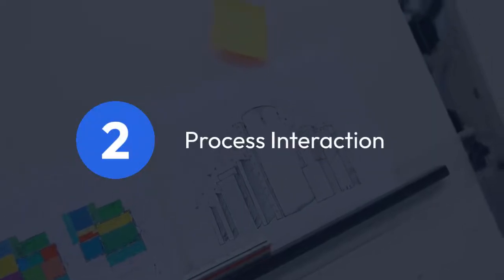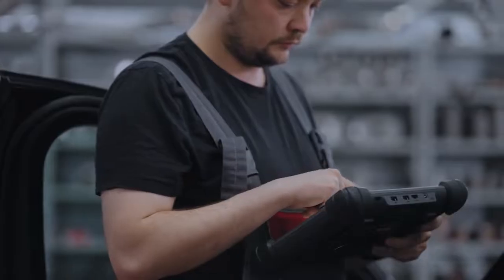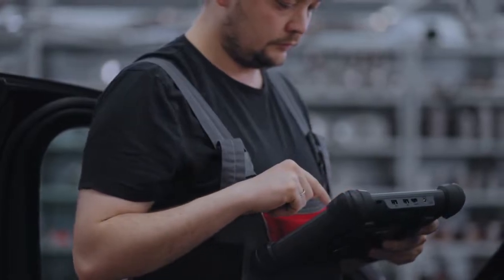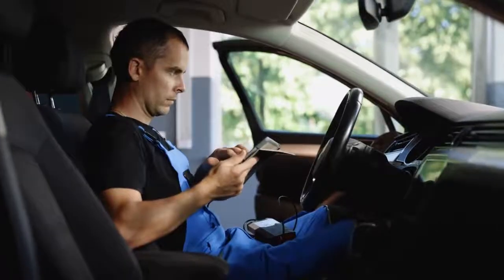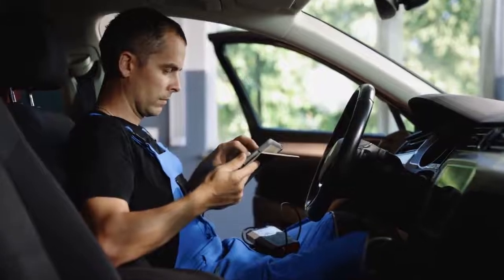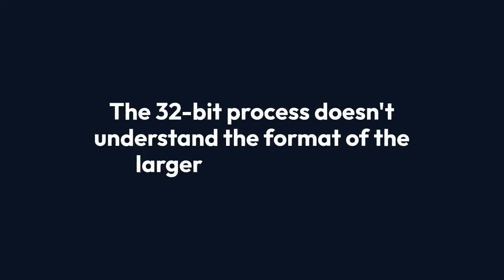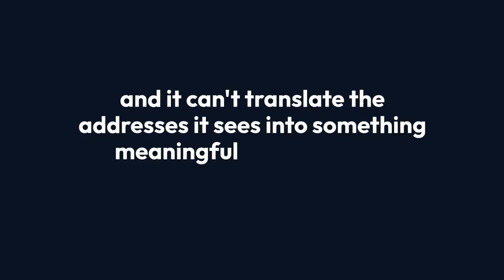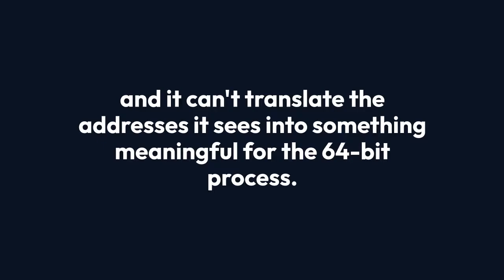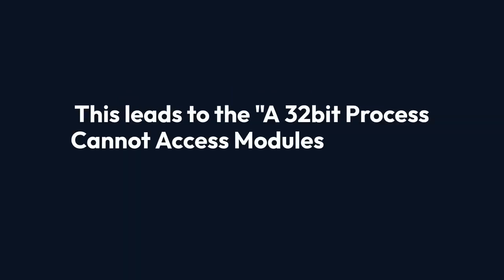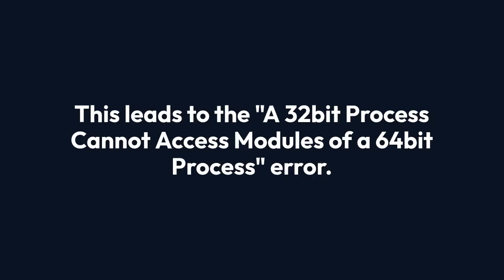2. Process interaction. When a 32-bit process tries to access a 64-bit process, it's like trying to find a specific address in a much larger address book. The 32-bit process doesn't understand the format of the larger address space, and it can't translate the addresses it sees into something meaningful for the 64-bit process. This leads to the "a 32-bit process cannot access modules of a 64-bit process" error.